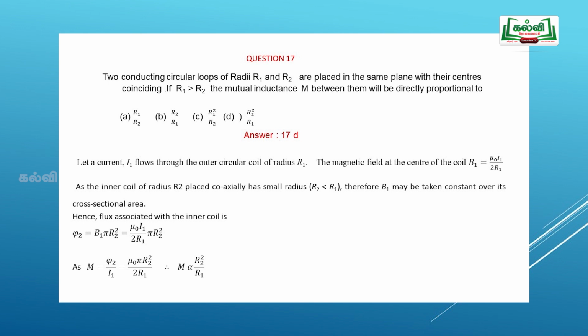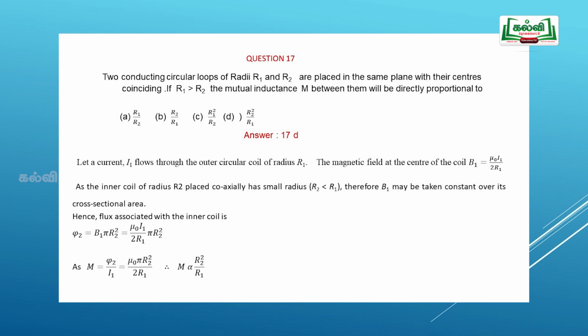Right. Two conducting circular loops of radii R1 and R2 are placed in the same plane with the centers coinciding. There are two circular loops. One is a big one, the other one is a small one. What is asked for? Mutual inductance between them will be directly proportional to. So, what are we trying to do now?